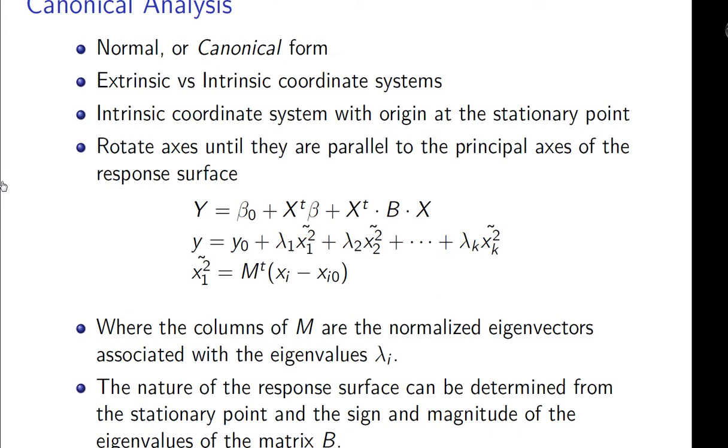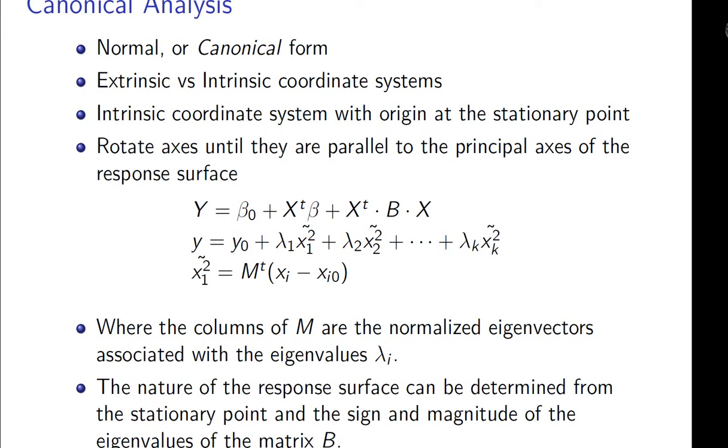So not much more needs to be said about contour plots. You can generate those in R and in any other package that you might use. The second tool that you'll use if you have second order models that you're trying to fit is what's referred to as canonical analysis, or really a normal form.